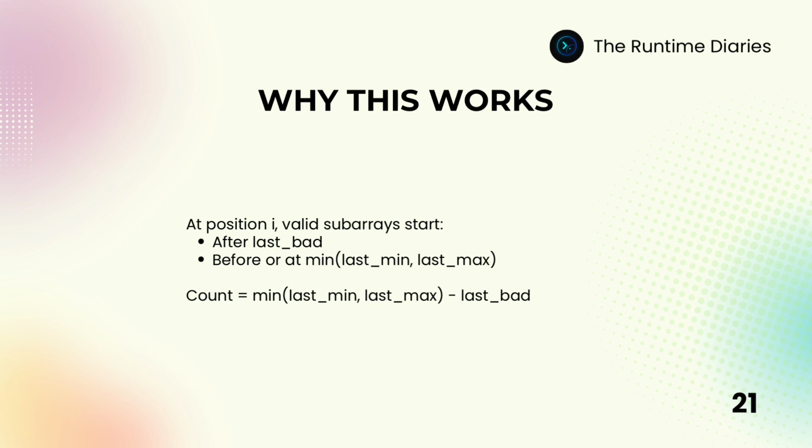Let me walk through the logic one more time. Valid subarrays ending at i must start after last_bad because we can't include any invalid values. But they also must start no later than min of last_min and last_max because we need both minK and maxK to appear in the subarray. The distance between those two points is exactly the number of valid starting positions, which equals the number of valid subarrays ending at i.